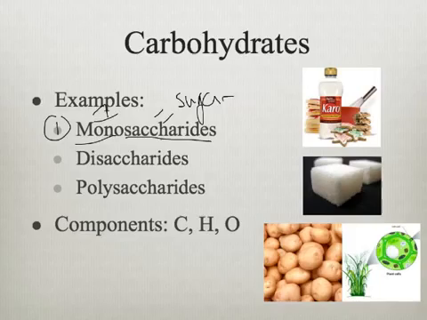Similarly, the second type of carbohydrate is a disaccharide, and here di means 2, so a disaccharide is going to be made up of 2 sugars, or 2 monomers. And finally, a polysaccharide, poly means many, so a polysaccharide is going to be the polymer, and this is going to be made up of 3 or more monomers, 3 or more sugars. Okay? All carbohydrates are made up of 3 main elements: carbon, hydrogen, and oxygen.